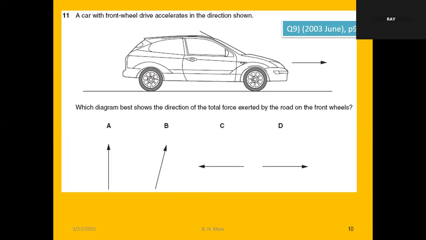A car with front wheel drive accelerates in the direction shown. Which diagram best shows the direction of the total force exerted by the road on the front wheel?